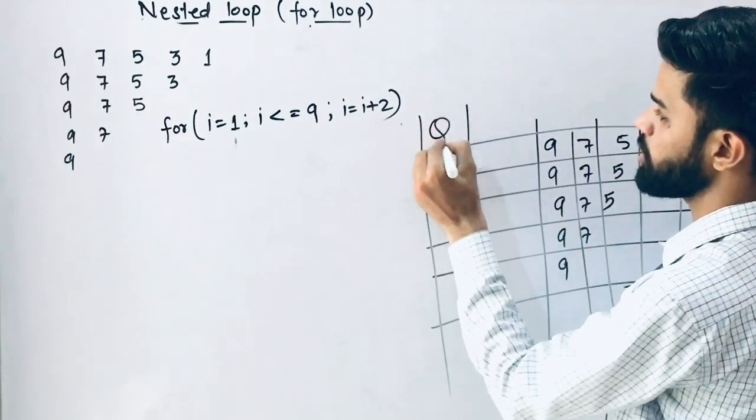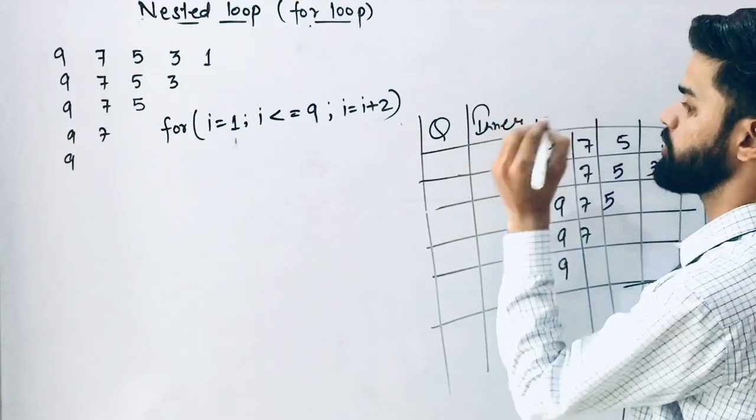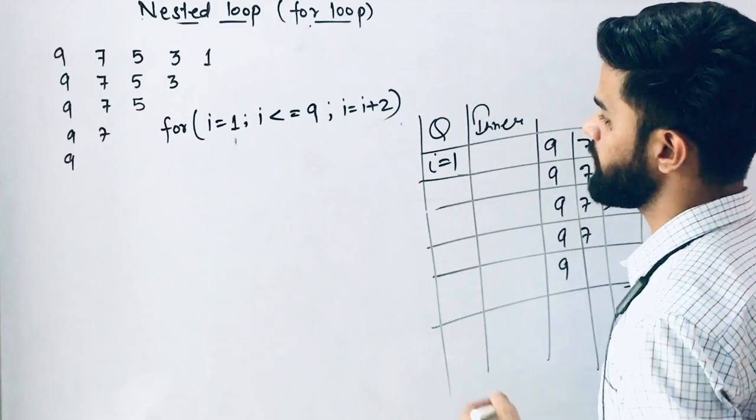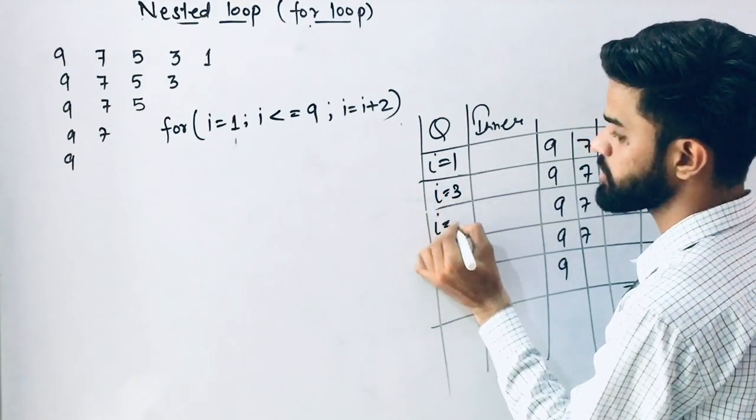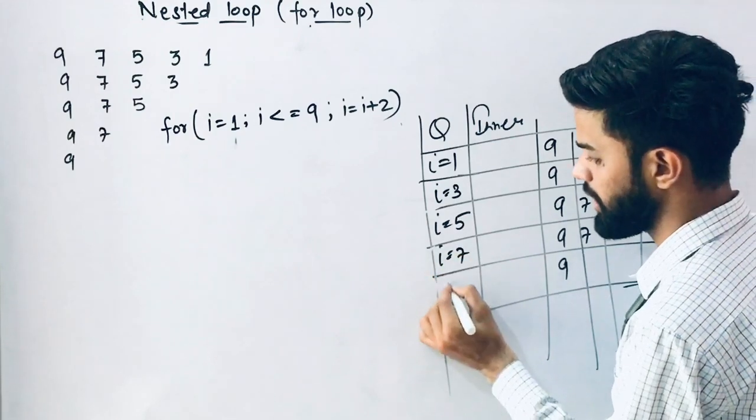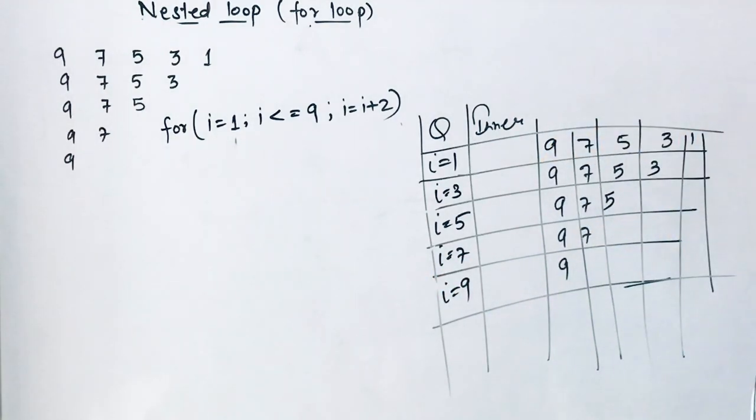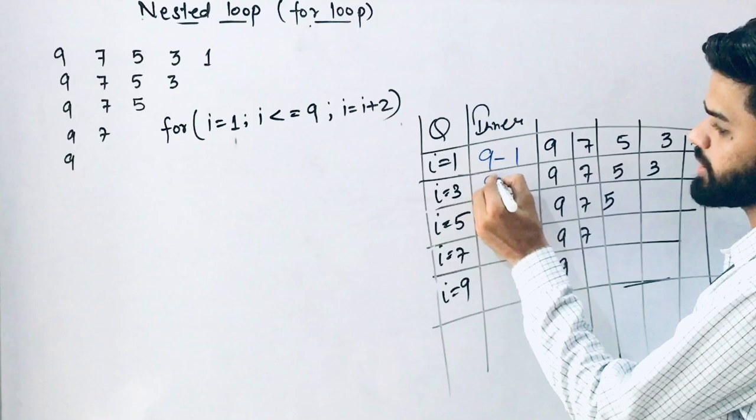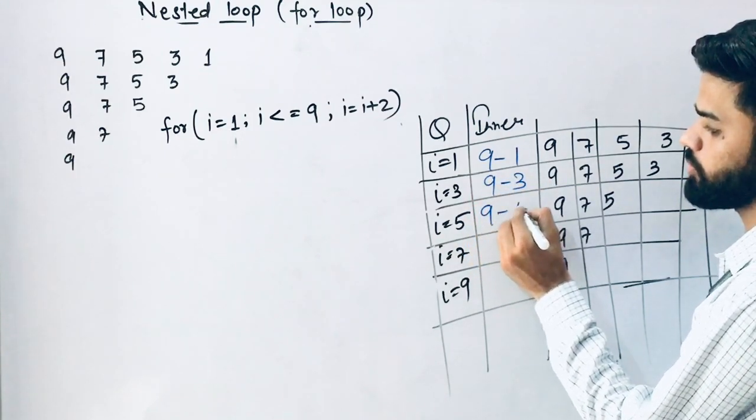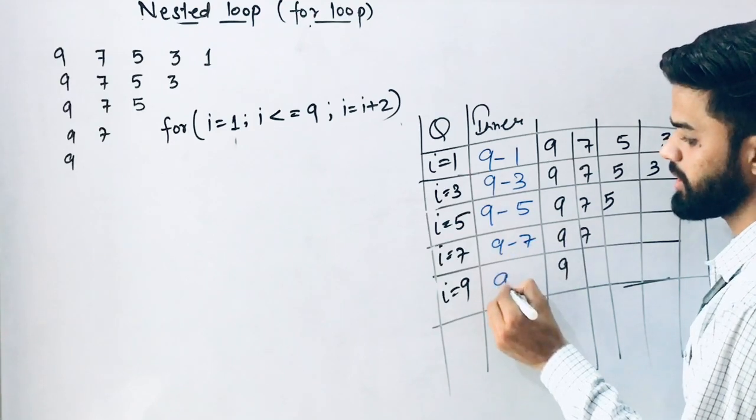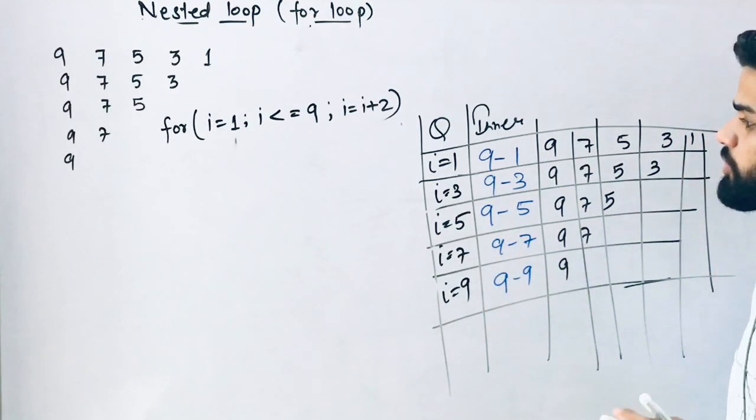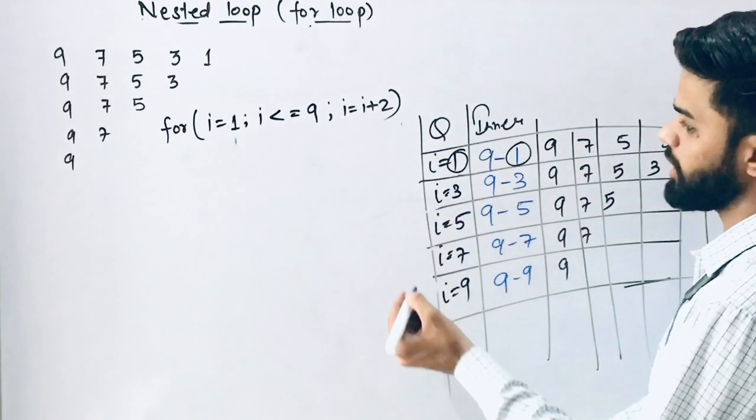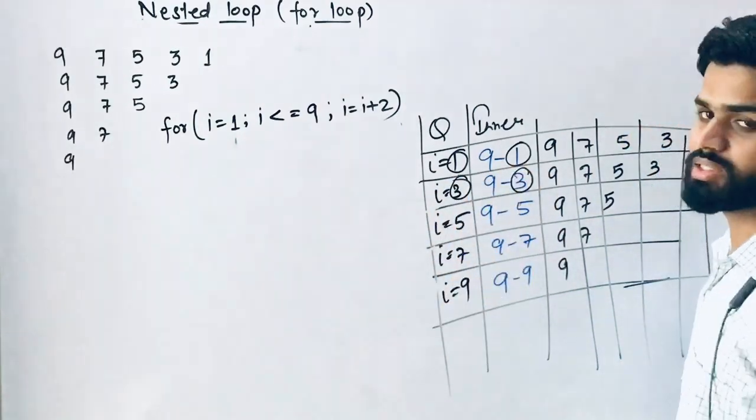So now this one is the outer loop and this one is the inner loop. According to this, it starts from 1, the second time I equals to 3, then I equals to 5, I equals to 7, I equals to 9. Now we need to print in the inner loop from 9 to 1, the second time 9 to 3, 9 to 5, 9 to 7, 9 to 9. Now the value of I is the limitation of the inner loop.